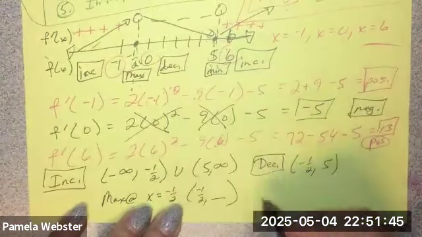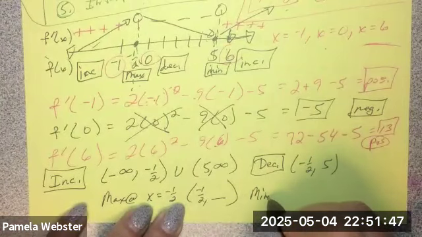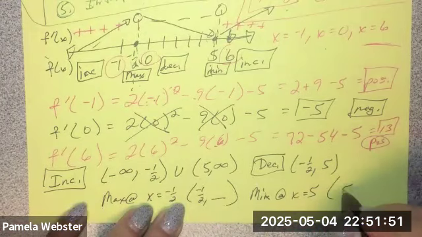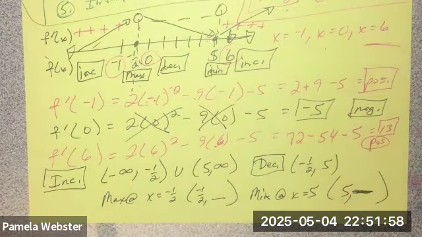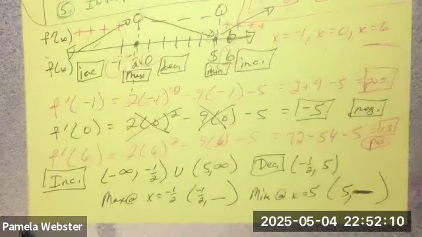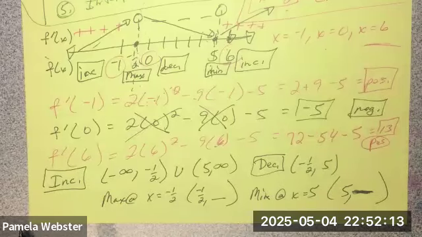And there was a min here at x equals 5. And that's the point, oops, not infinity, 5 comma, I don't know what that value is. Go plug it back into the y if you really want to see it. Okay, whew. That's a lot for the first derivative test, right? All right, so that's first derivative.